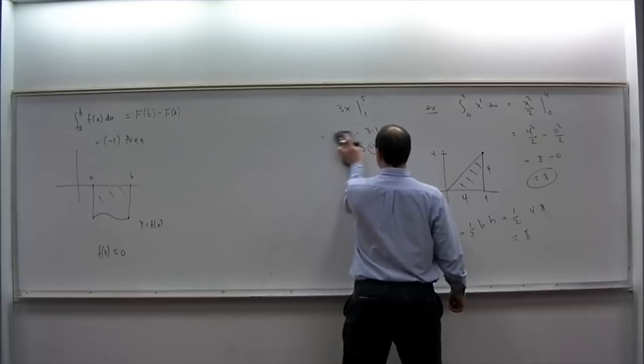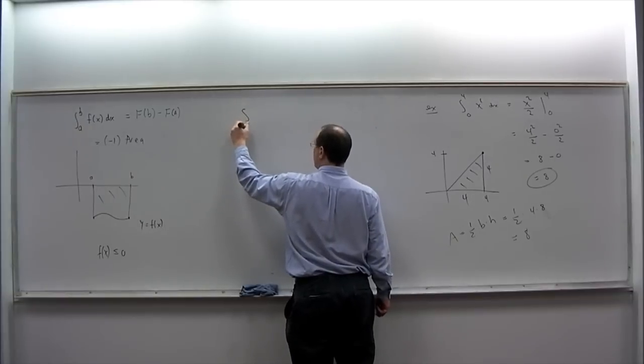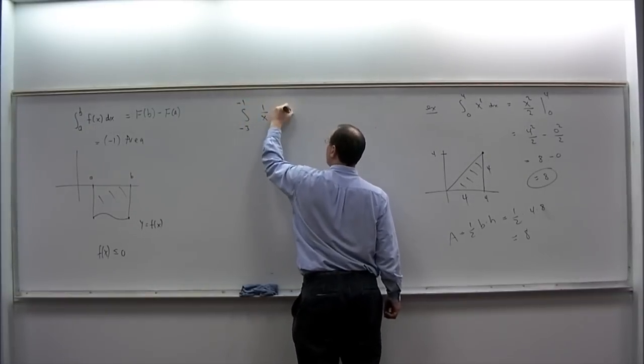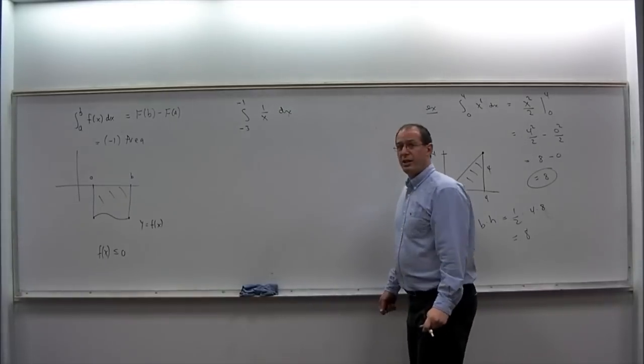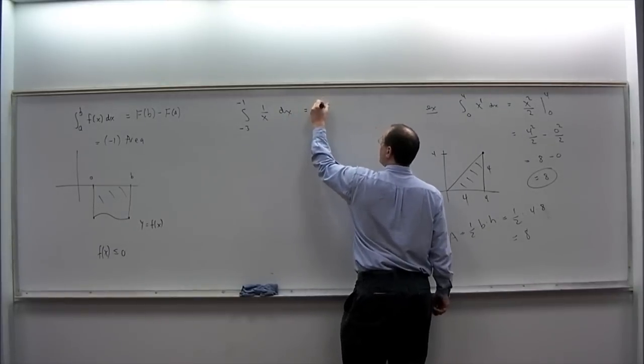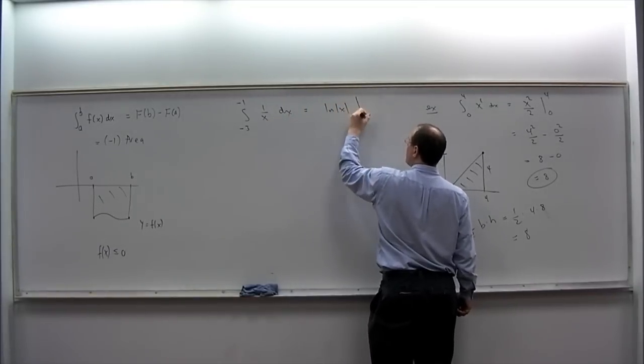Let's look at an example of that. Let's calculate the integral from negative 3 to negative 1 of 1 over x dx. So the antiderivative of 1 over x is the natural log of the absolute value of x, is the best answer.